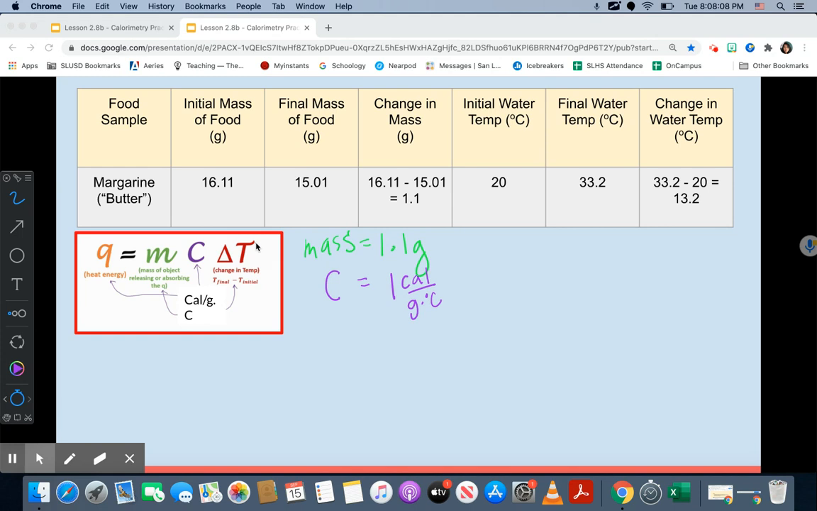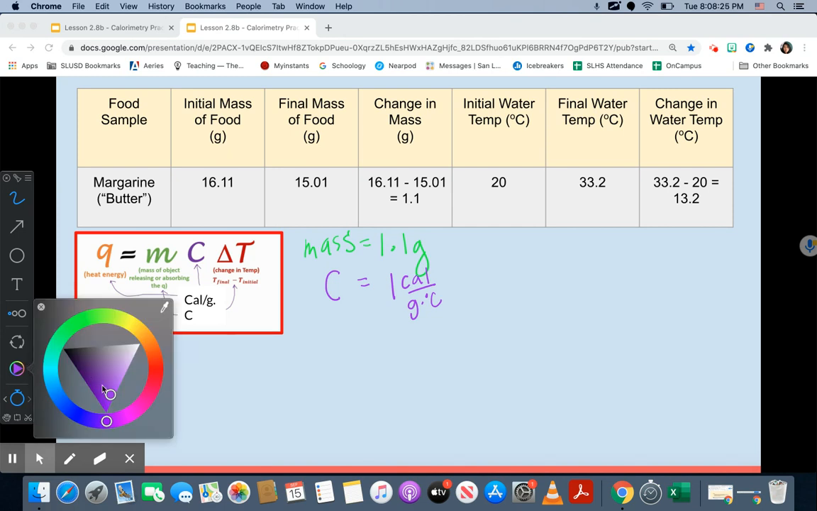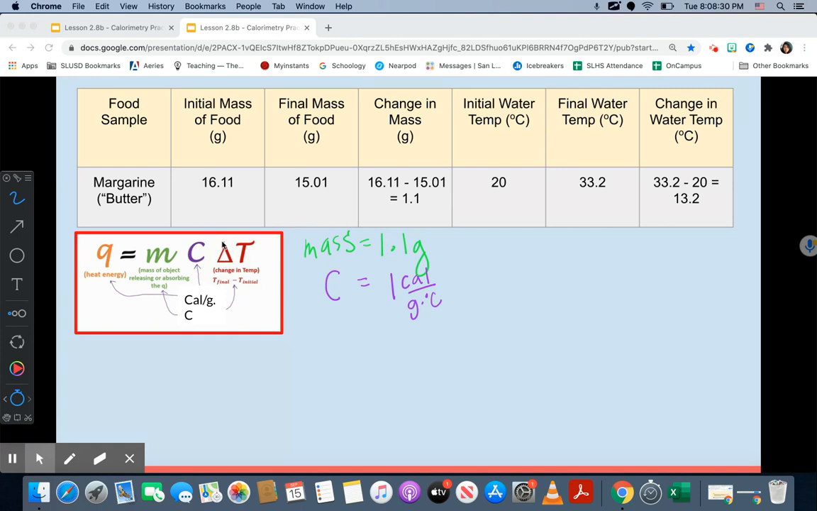And then finally, our change in temperature is always going to be our final temperature subtracted from our starting or initial temperature. So for this problem, it's going to be 13.2 after I subtract these two. So my change in temperature, represented by this delta or triangle T, but really this whole symbol means that it's one number. So our change in temperature when we subtract them is going to be 13.2 degrees.